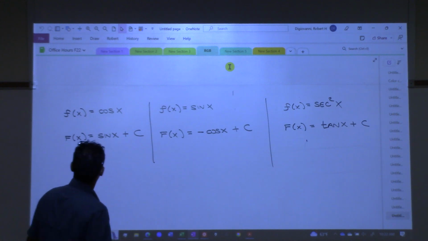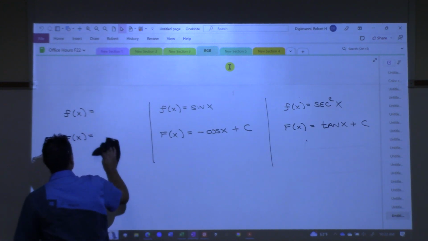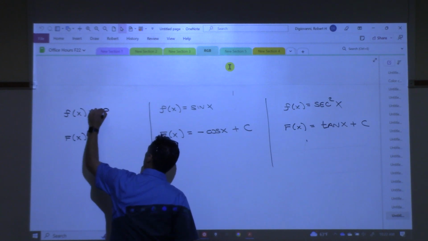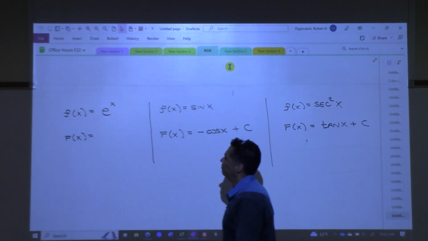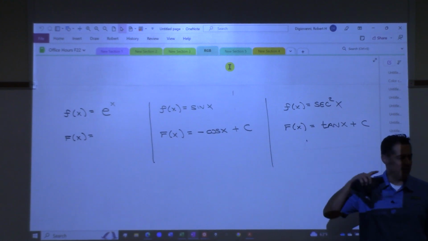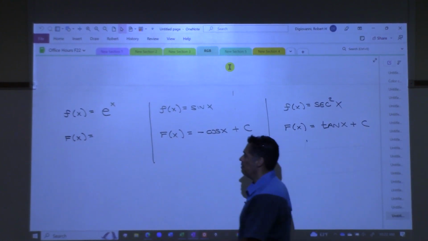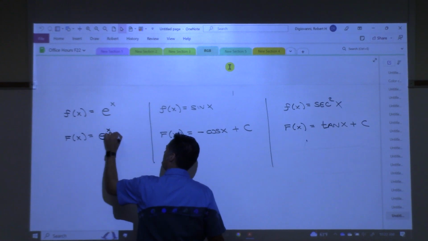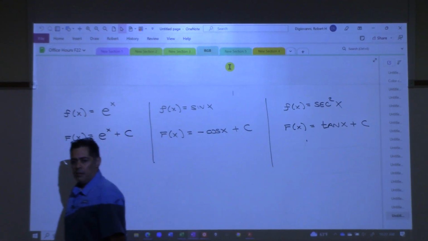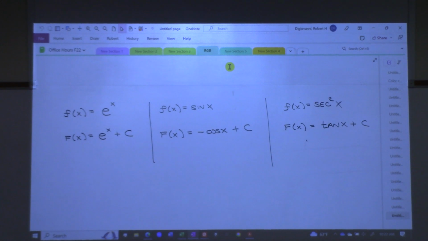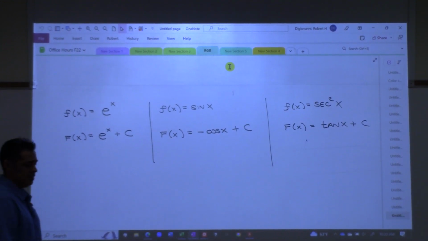I have another one for you. This one's a nice one. What's the antiderivative of e to the x? What do you take the derivative of to get e to the x? E to the x plus c. Again, that's your knowledge of Cal 1, right? Okay, I think we're ready to transition into the next idea here. All right, you have the basic foundation here for the power rule for antiderivatives.